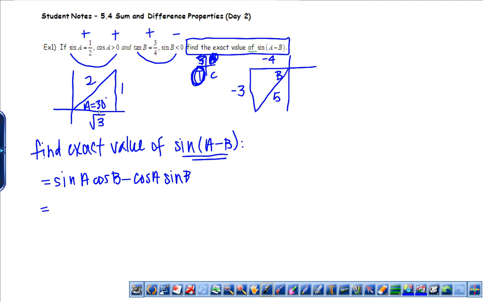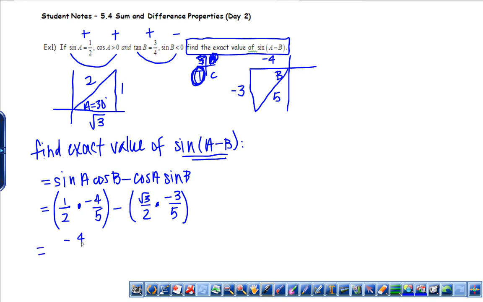If I take sine from this first triangle, which is A, I'm going to get 1/2 times cosine from my B triangle, that's negative 4/5. I'm going to put parentheses around those because I'm going to multiply first. Minus cosine from my first triangle gives me √3 over 2 times sine of my B triangle, which gives me negative 3/5. Now this is going to be a big deal if you don't double check your negatives when you have them not in your first quadrant. Okay?